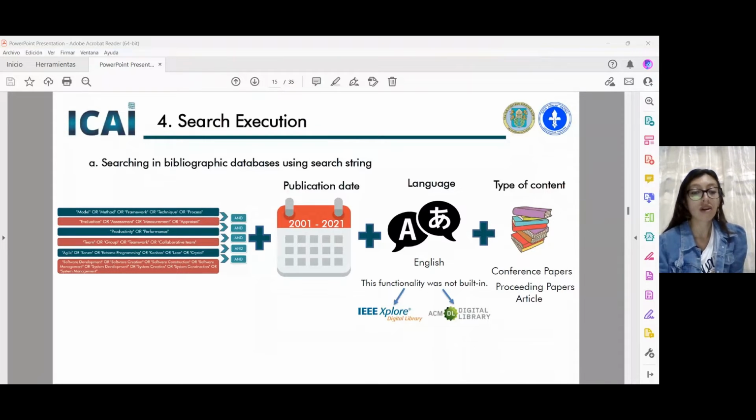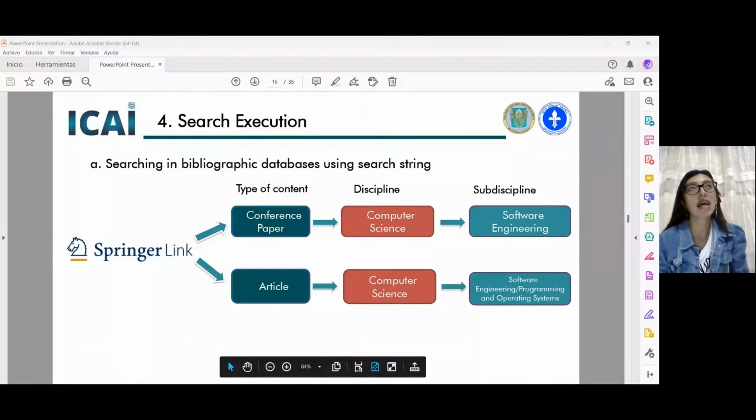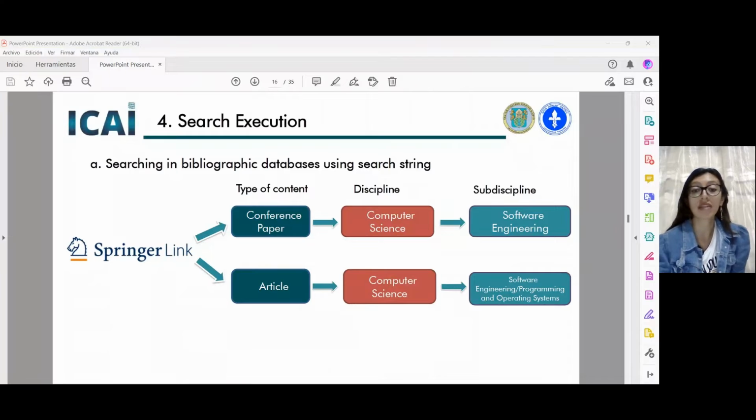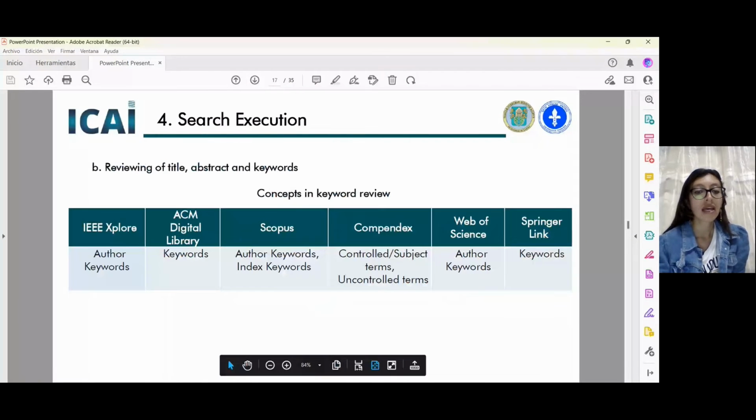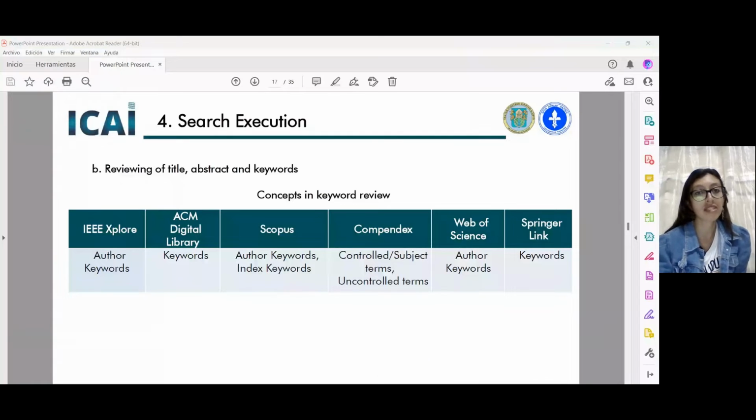Moreover, in the case of SpringerLink, the discipline and subdiscipline were considered according to the type of content. For example, for studies like conference papers, the selected discipline was computer science and the subdiscipline was software engineering. While for the studies whose type was article, the selected discipline was computer science and the subdiscipline was software engineering, programming, and operating system.